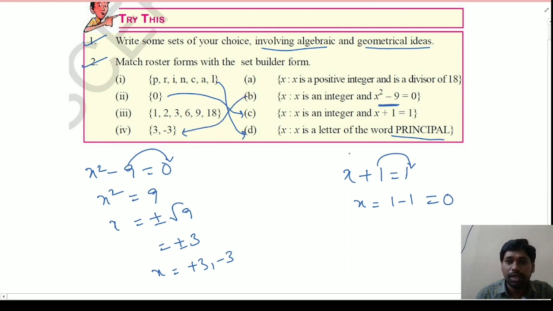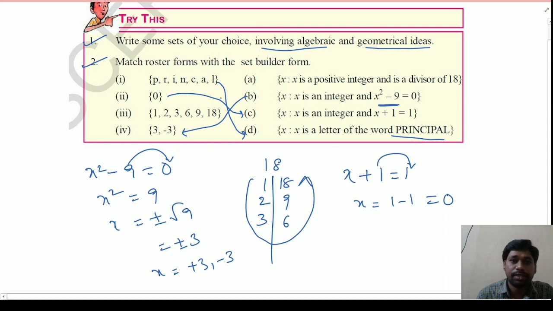And last, it belongs to all the positive integers and its divisors. Divisors means, again I am saying, it is nothing but factors. So 1 18s are 18, 2 9s are 18, 3 6s are 18. So these are the factors, except that nothing else will be there. So this is the best method I told you for writing factors. So this is the answer. So the answer for this matching is about this.